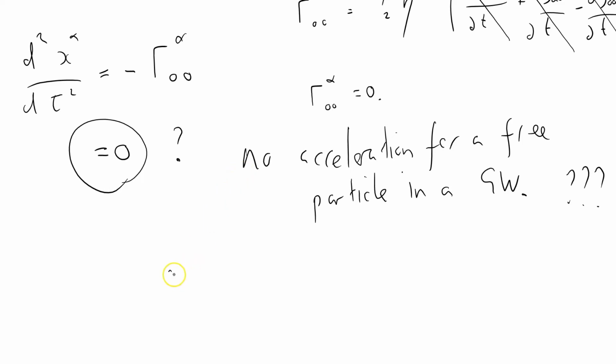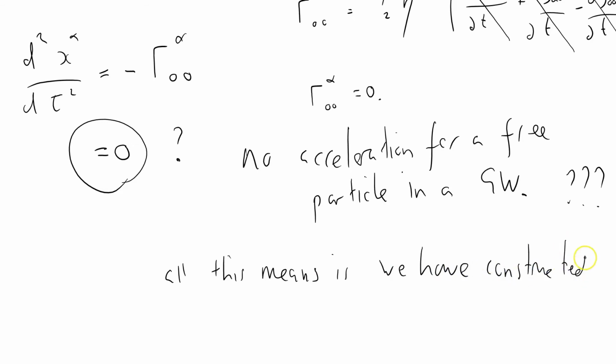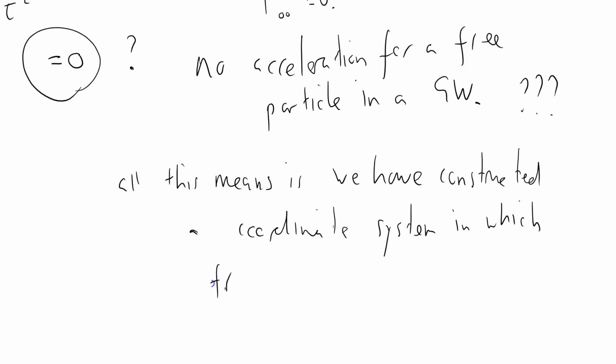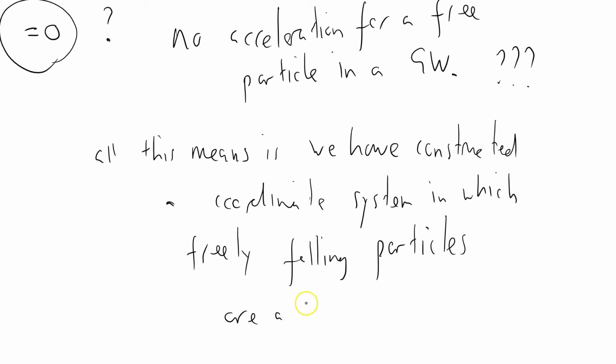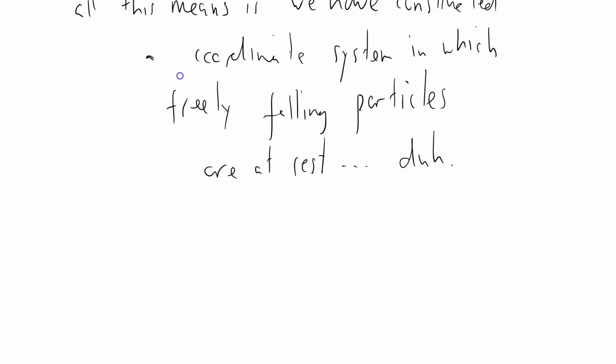But all this means is we have constructed a coordinate system in which freely falling objects, I'll say particles because they haven't got any length scale, freely floating particles are at rest. We can always do that.